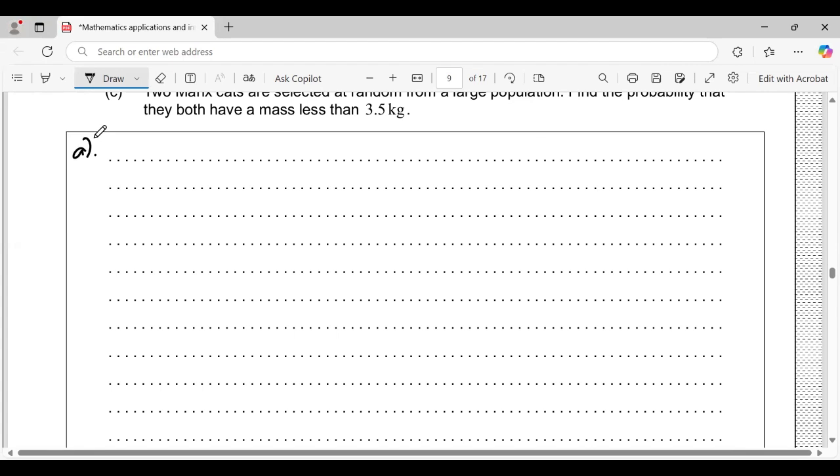Standardize the value using the Z-score formula. We need to find Z first, that is x minus mu over the standard deviation. So Z equals 3.5 minus 4.5 over 0.4. It is minus 2.5. And then find the probability corresponding to Z equal minus 2.5 by calculator, or you can use your Z table.